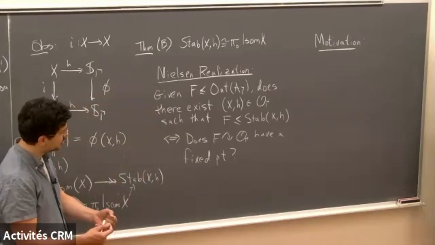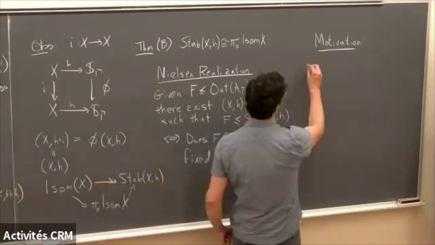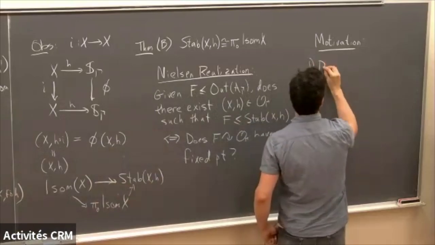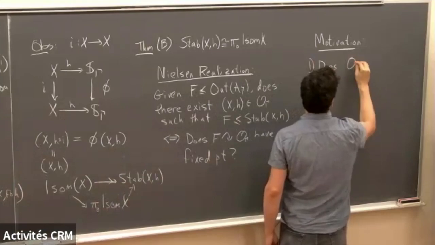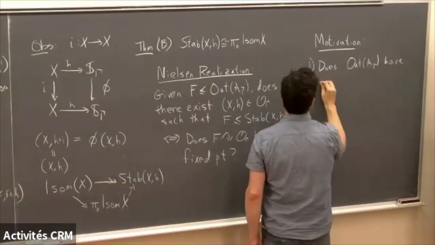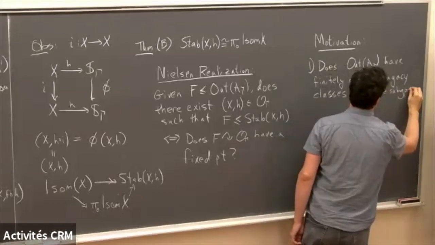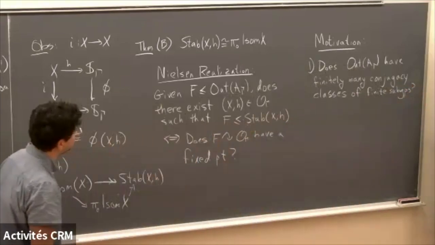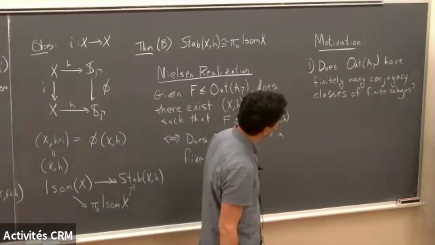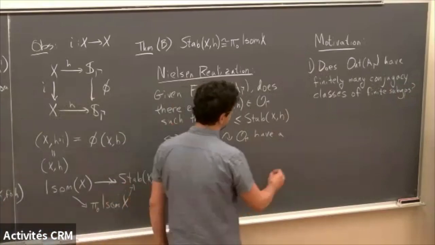So for a finite subgroup of the mapping class group, there's a hyperbolic surface that realizes that group as a group of isometries. But a group theoretic reason why you might care about this is you might want to know, does Out(Aγ) have finitely many conjugacy classes of finite subgroups? So something like this solution to the Nielsen realization problem together with some sort of co-compactness would allow you to deduce this. And we'll see an example of this later today.